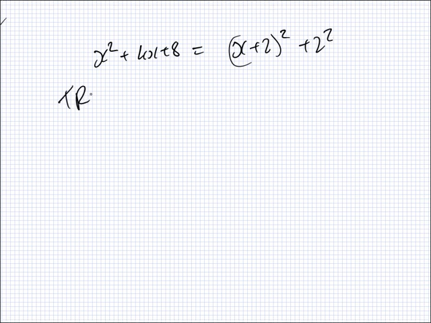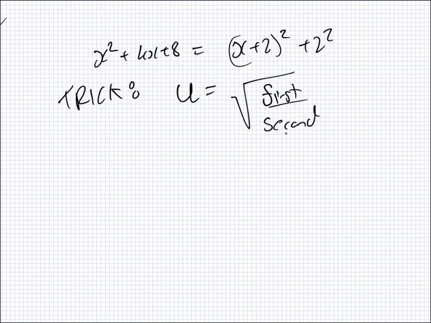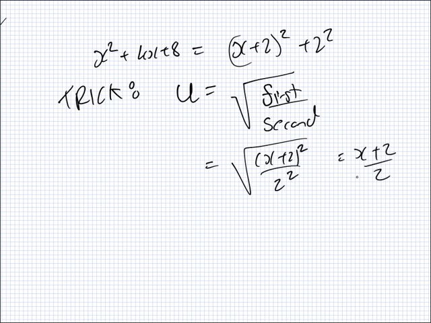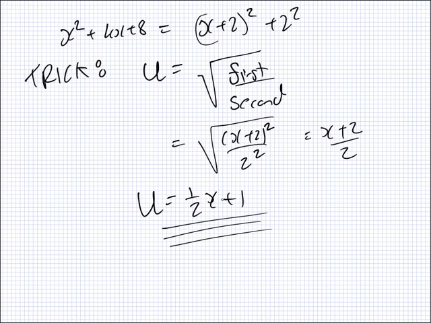So the trick is you make u equal to the root of the first one over the second one. So that's equal to root x plus 2 squared over 2 squared, which is x plus 2 over 2. So you let u equal a half x plus 1. That's the trick. Now, what is du dx?